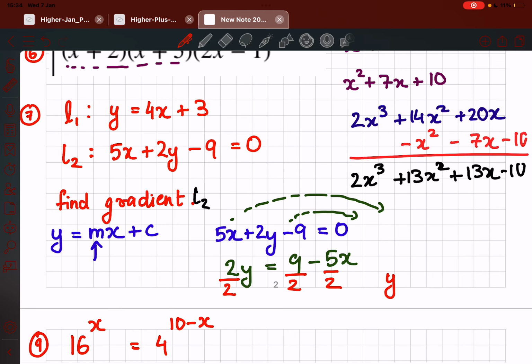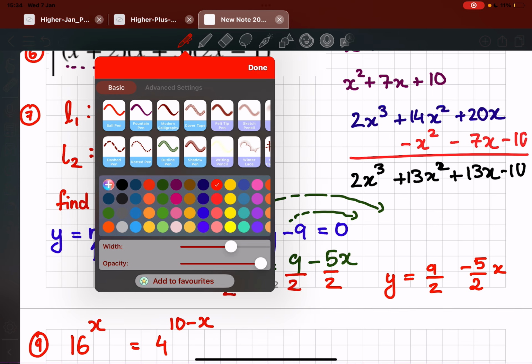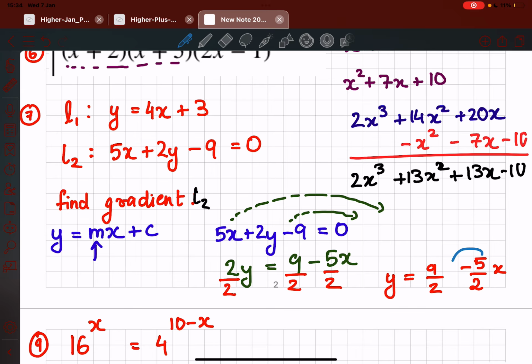We'll be left with y equals 4.5 minus 5 over 2x. If you wish to, you can leave it as 5 over 2, or you can do that as 2.5, whichever you prefer. Now, the gradient would be the coefficient of x. So everything that is attached to x would be the gradient. So the gradient m would be minus 5 over 2. So final answer would be the gradient m is equal to minus 5 over 2.